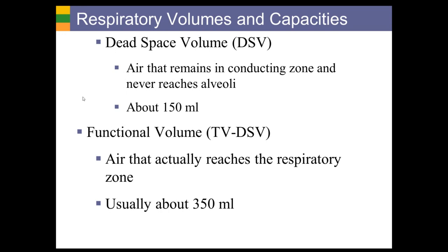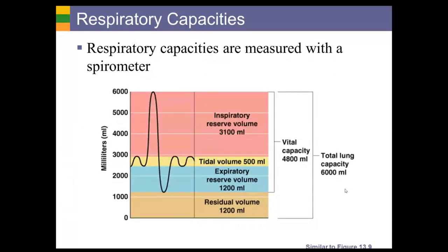So a portion of your tidal volume is what's called dead space volume. It's not participating in gas exchange, and we call that the dead space volume. It's about 150 out of that 500 milliliters. The other portion is in the respiratory zone. It's in the respiratory bronchioles. It's in the alveoli themselves, and that other 350 is called the functional volume. So it's the portion of your tidal volume that actually participates in gas exchange.